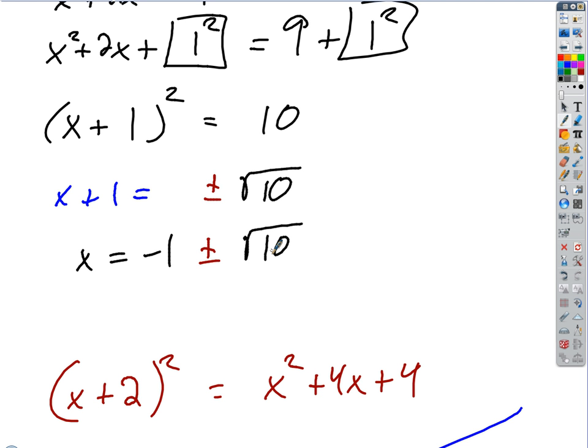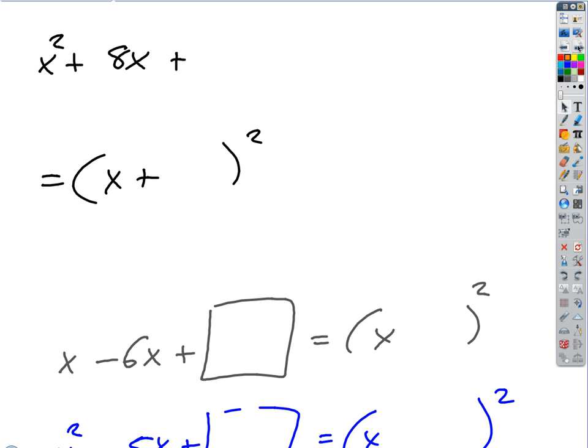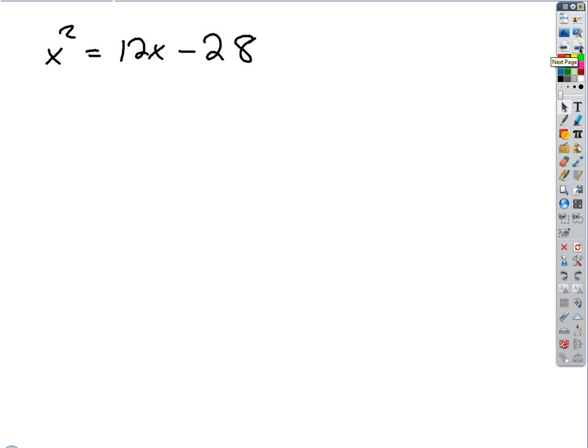Now in Moodle, you're gonna have to write them separately, right? I want one of them to be negative 1 plus radical 10, comma, negative 1 minus radical 10. The opposite way is fine. It doesn't make any difference. Okay? Let's try another one. Try this guy. Take a second and see if you can set that up.